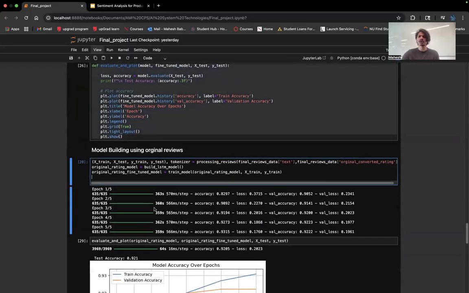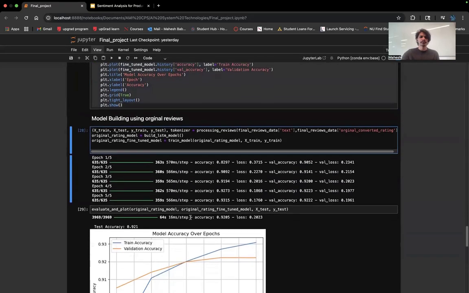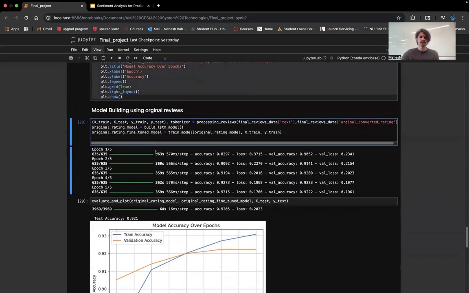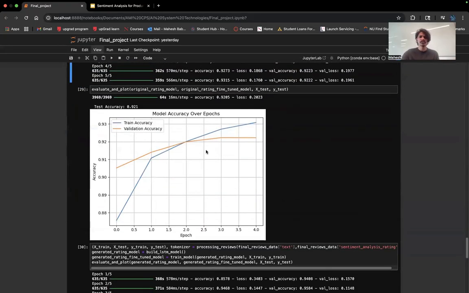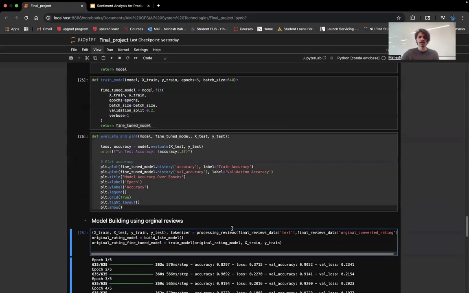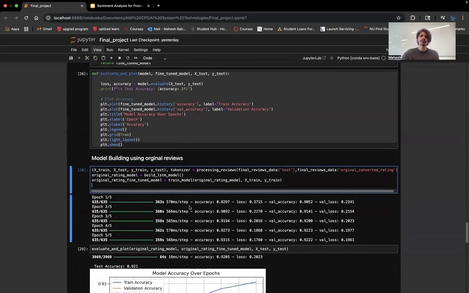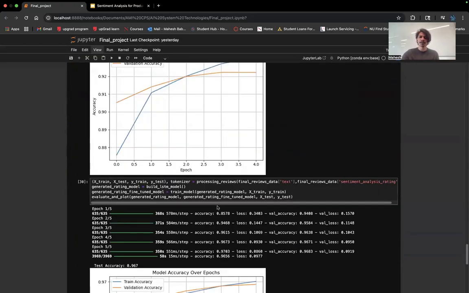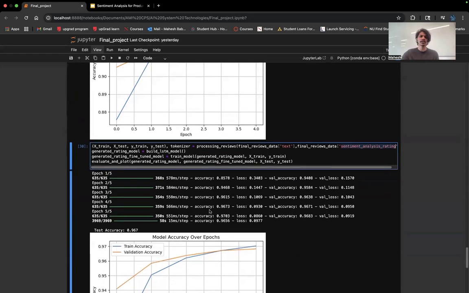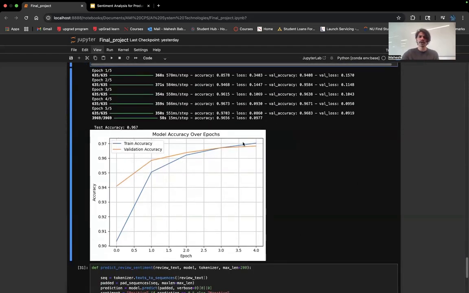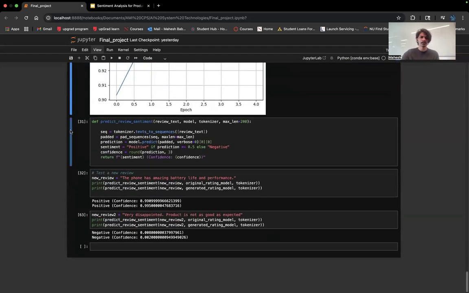Since it takes too much time for every epoch, it is taking around 570 milliseconds, that is around 67 minutes, more than 67 minutes. Oh sorry, 363 seconds. That means around 5 to 6 minutes. So this is for a single model given by the original converted ratings, and this is the derived sentiment analysis rating model. This is more accurate than that one. So this is our final one.